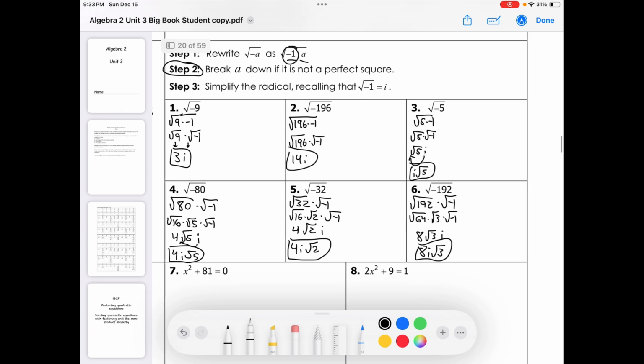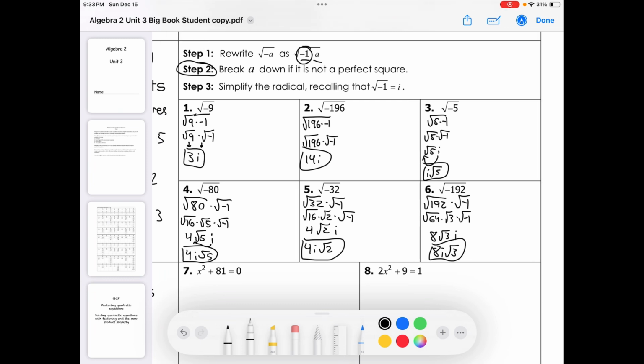So there's some examples of how we can break down the square roots of negative numbers into things that are easier to work with.